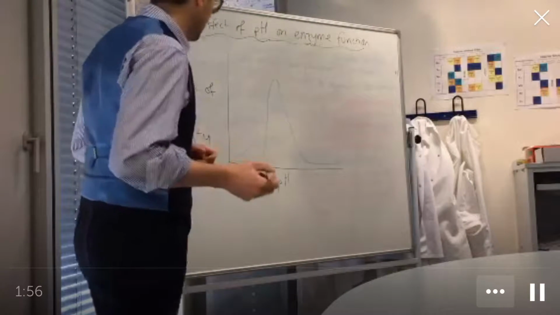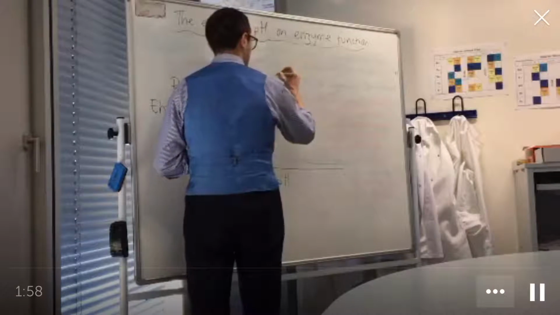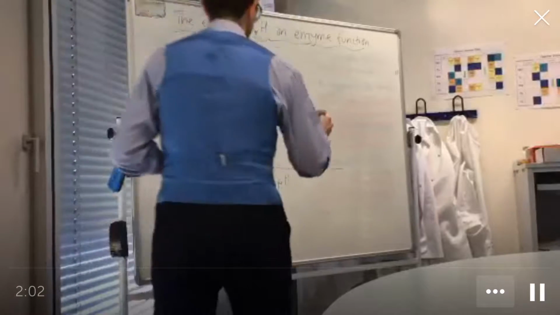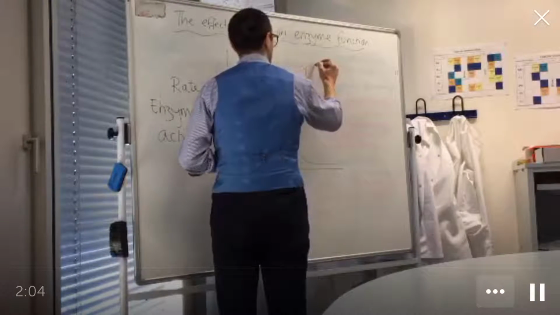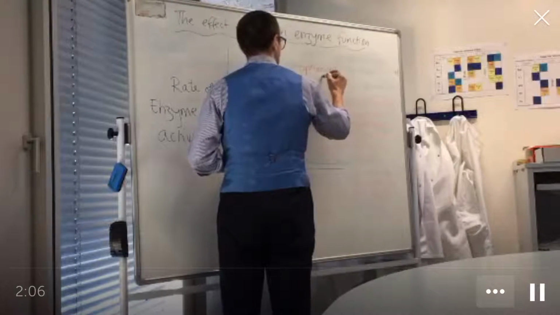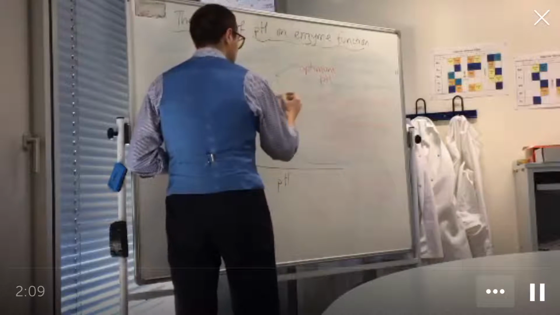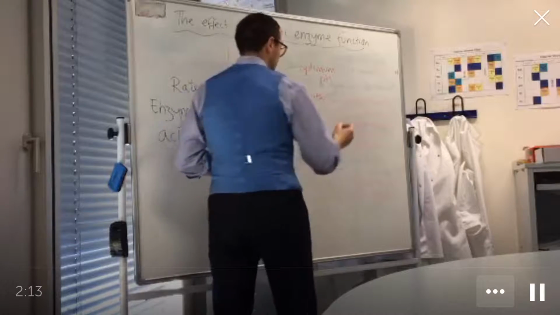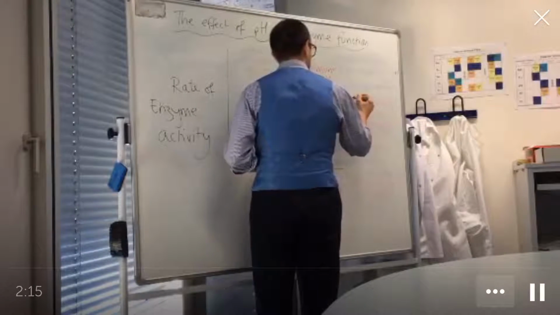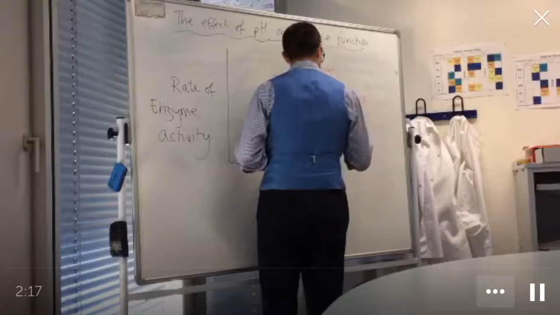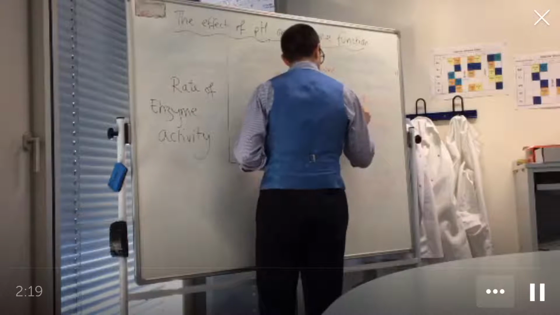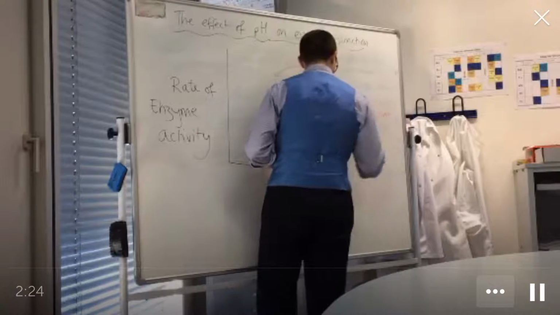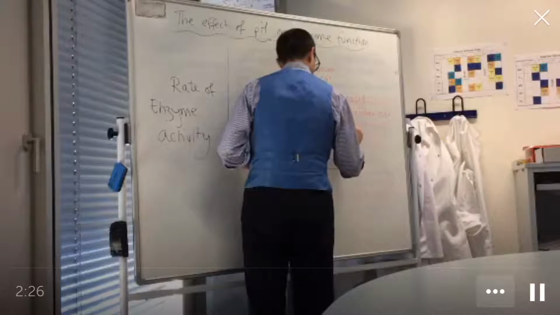Okay, so what we find is that we would have an optimum pH. Okay, an optimum pH. And then either side we have decreased activity, either side of that pH.